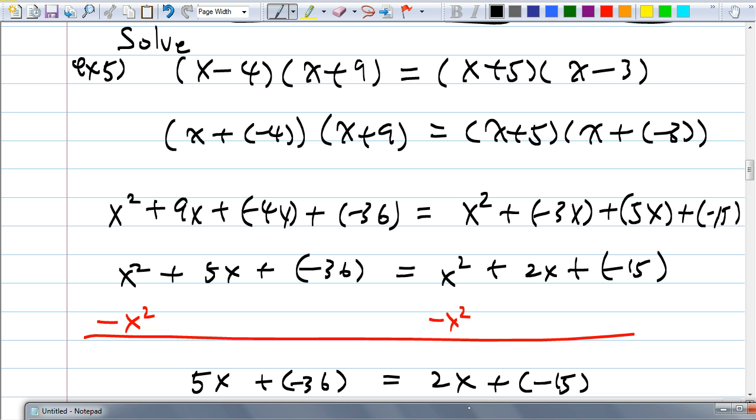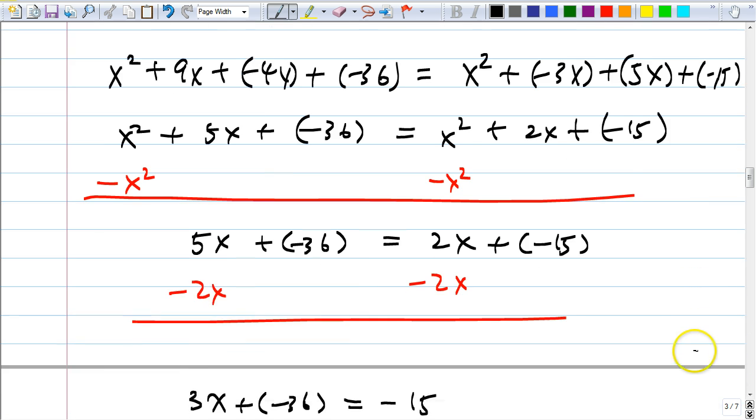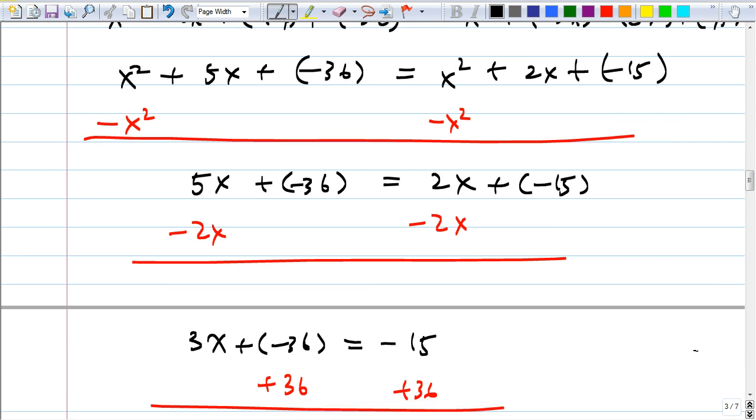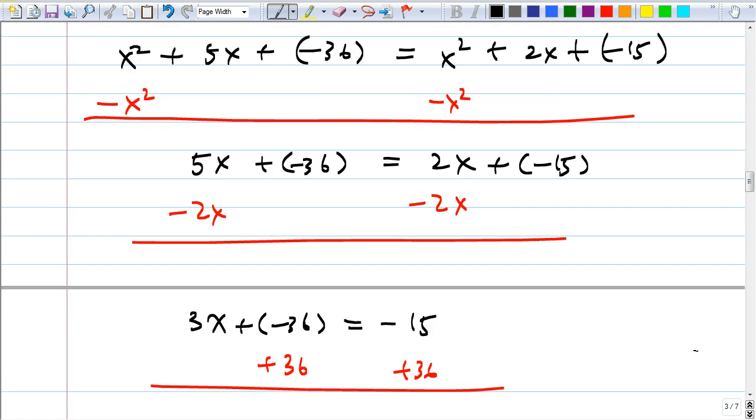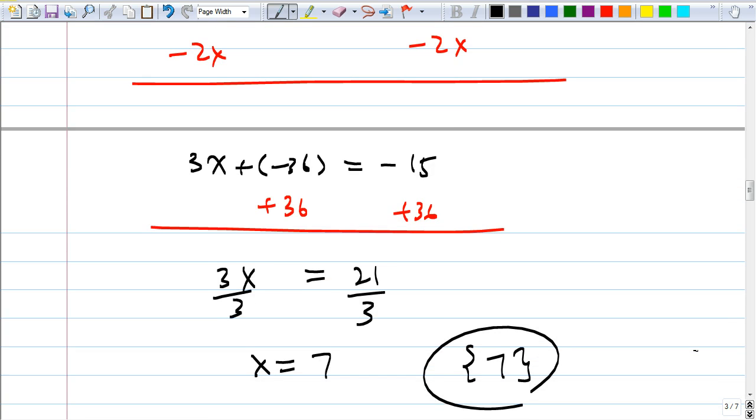Then, of course, let's gather the x's. Should I get rid of 5x or 2x? 2x, subtract 2x from both sides, the one that's smaller. Then we get 3x plus negative 36 equals negative 15. Add 36 to both sides, and you get 3x equals 21. Divide both sides by 3. How many people got 7? Some of you said 17. It shouldn't be 17. It should be 7. Any questions? Yes.